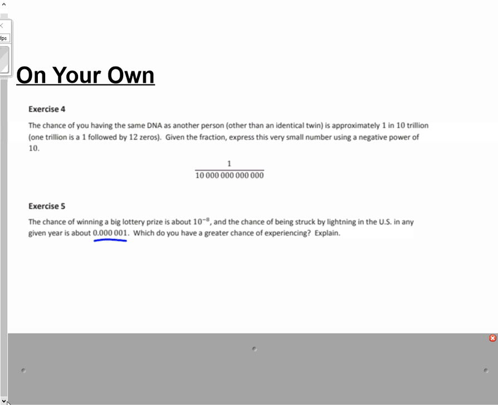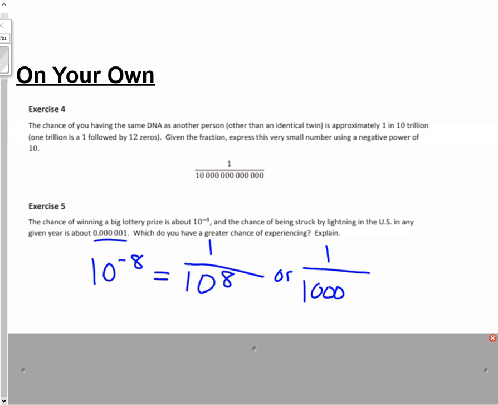Well, what is 10 to the negative 8th power? If you figure that out, we've done that before. It's 1 over 10 to the 8th power to make it a positive. So it's 1 over 10 to the 8th power, which would be 8 zeros. That's 100 million. 1 over 100 million.